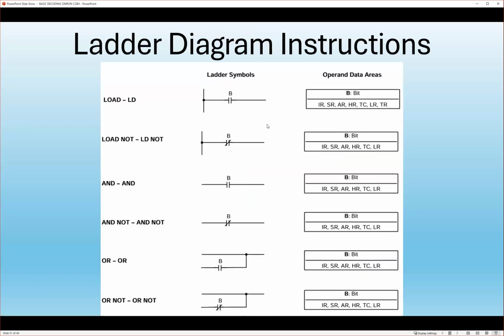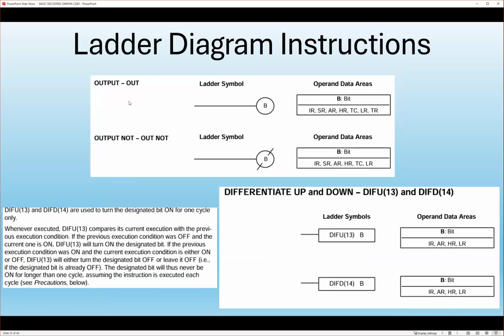I have put in here the different ladder diagram instructions. So here's our load not, ands, and nots, ors, or nots, outputs, output nots. This one's interesting. They call it a differentiate up and down. This would be like a one-shot rising or falling in an Allen Bradley. So these are like one shots. They only compute one time. So it's a one shot is what it is.